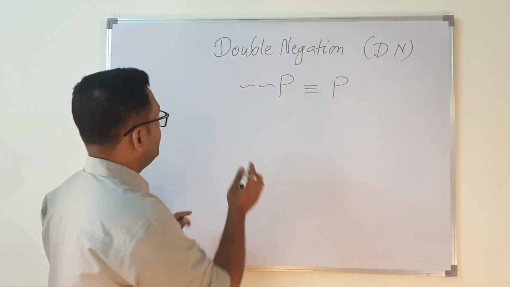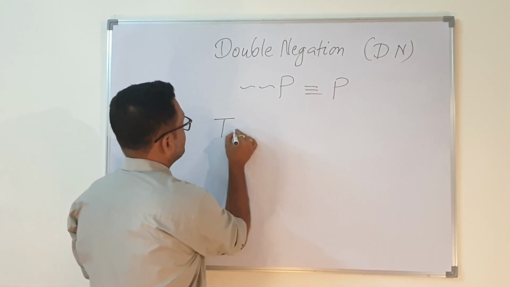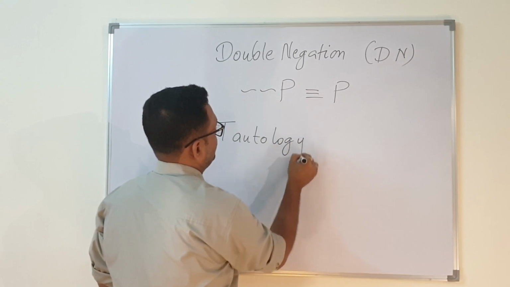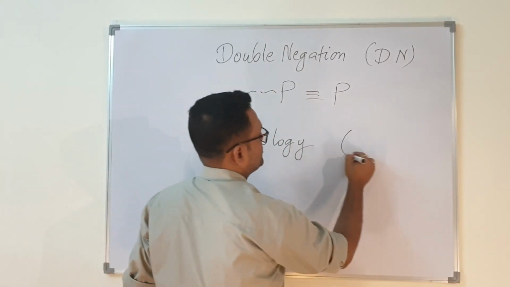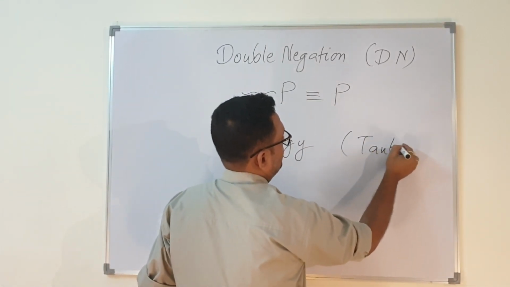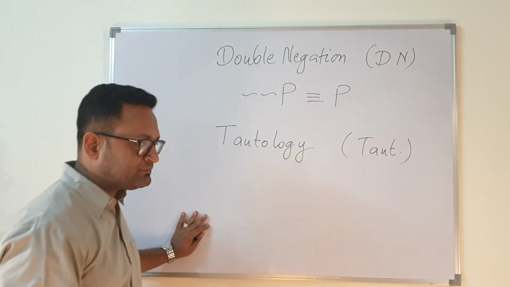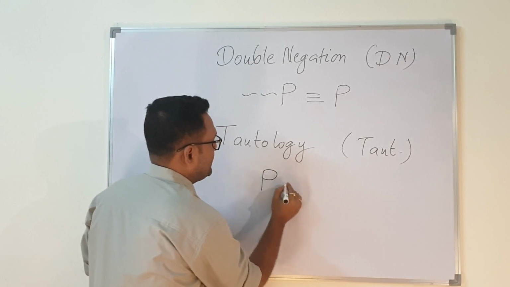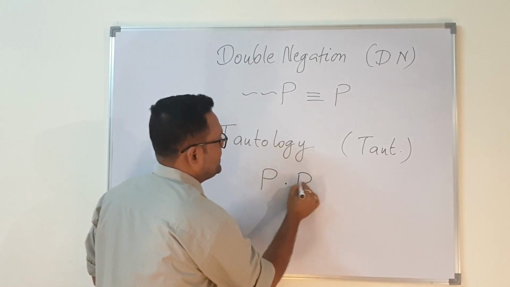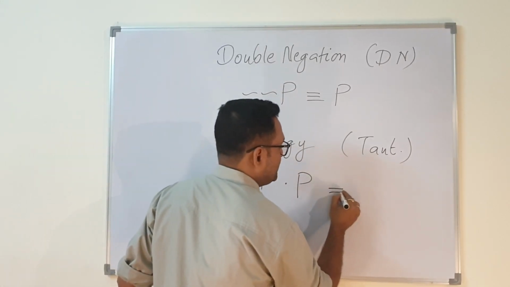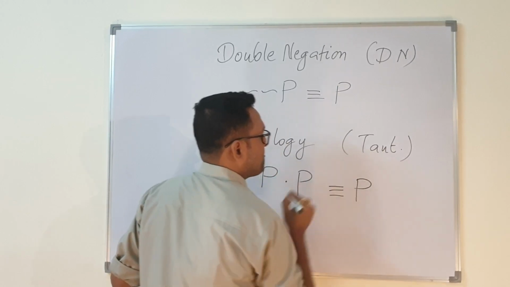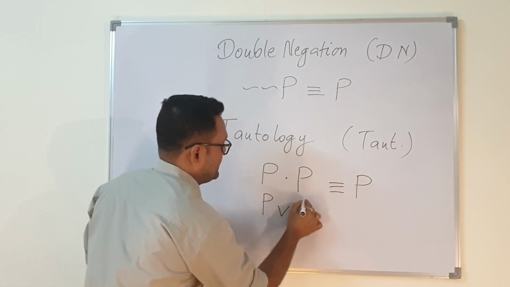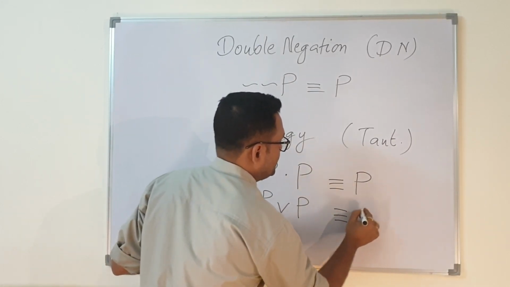What can be the another rule? Now the next rule is called tautology. What is tautology? The short form for this is taut. What it says is that if you have P dot P, this is equivalent to P. If you have P wedge P, it is also equivalent to P.